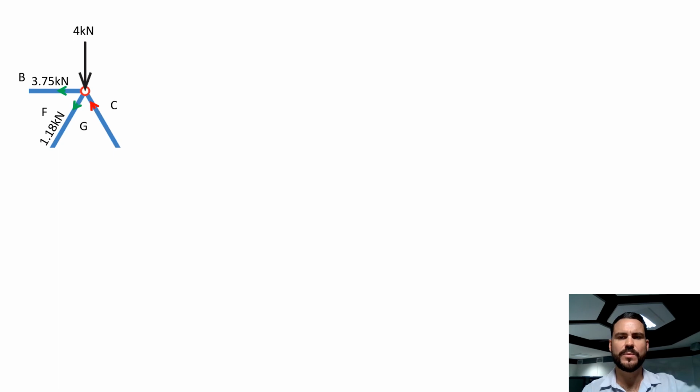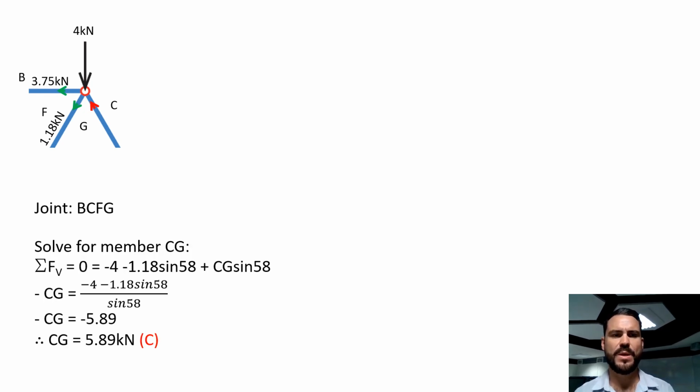So we've got the last one of our 4 kilonewtons coming down. We've got the values that we know of BF 3.75. We already verified that it was in tension. And we've got FG 1.18 kilonewtons. We've already verified that it's in tension. So we're here to solve member CG. So we're looking at joint BCFG, looking at solving the sum of forces in the vertical.